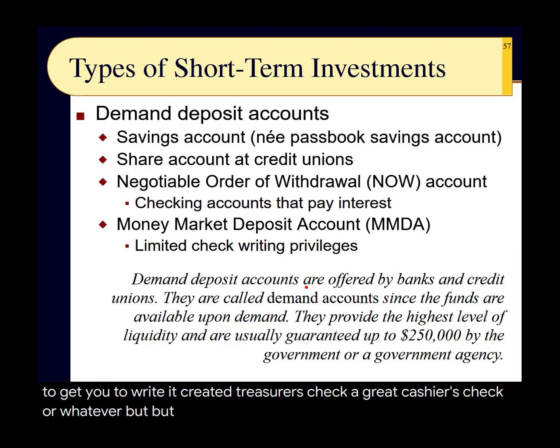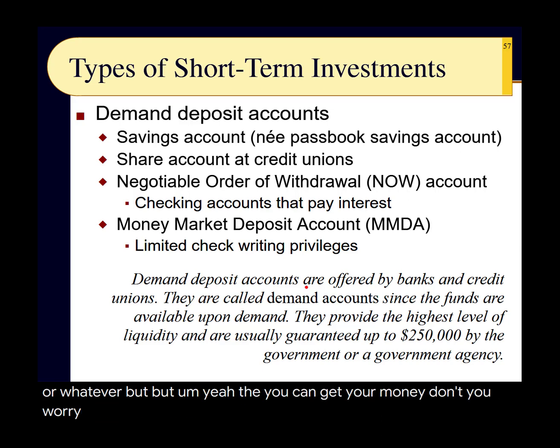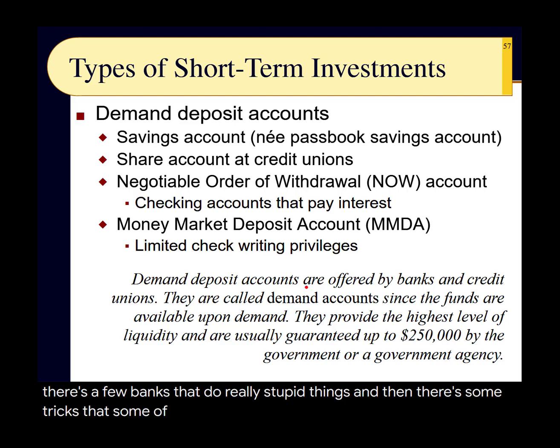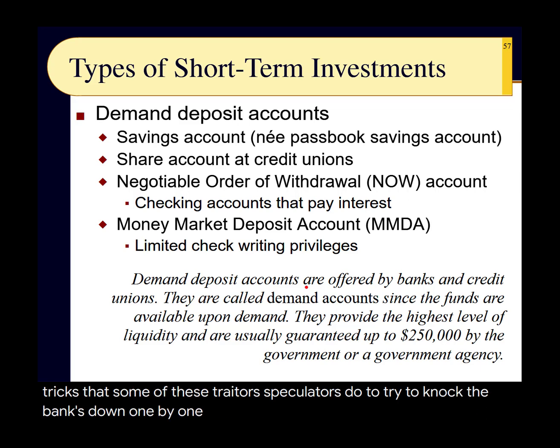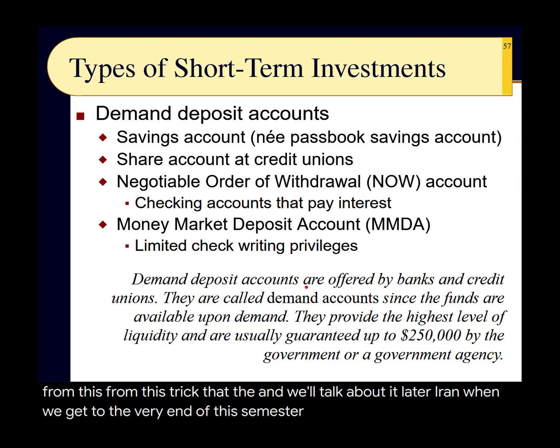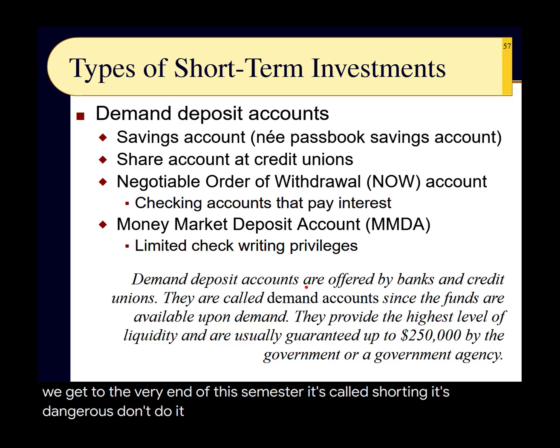But yeah, you can get your money. You worried about the bank? Don't worry about the banks. There's a few banks that do really stupid things, and then there's some tricks that some of these traders, speculators do to try to knock the banks down one by one. And so there's talk about exempting banks from this trick, and we'll talk about it later on when we get to the very end of the semester. It's called shorting. It's dangerous. Don't do it. And we'll discuss it way at the end of the semester.